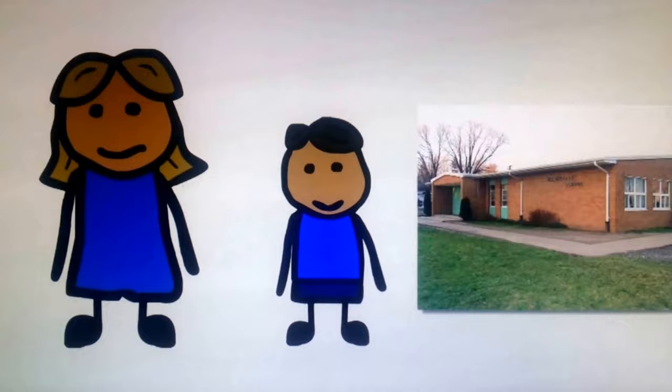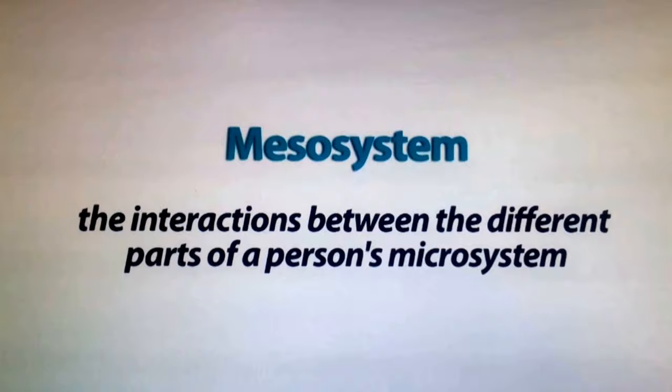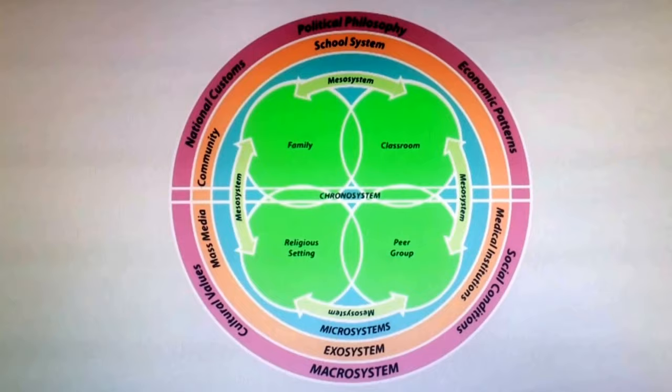The next level of ecological systems theory is the mesosystem. The mesosystem consists of the interactions between the different parts of a person's microsystem. The mesosystem is where a person's individual microsystems do not function independently, but are interconnected and assert influence upon one another. These interactions have an indirect impact on the individual.